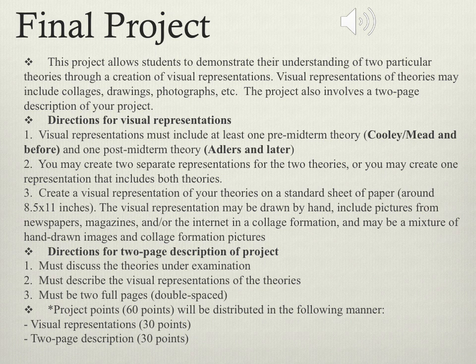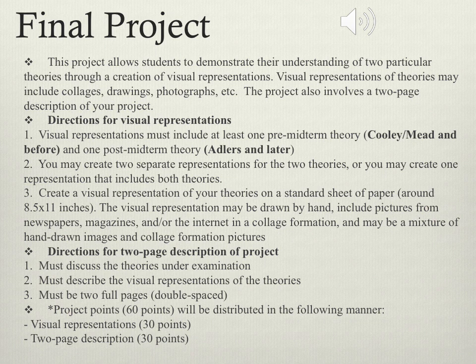So we can turn our attention to the final project of the semester. I don't want to read the directions word for word, but I'll do an overview of everything and throw in some advice or tips along the way.